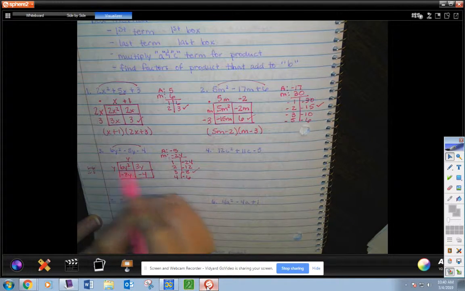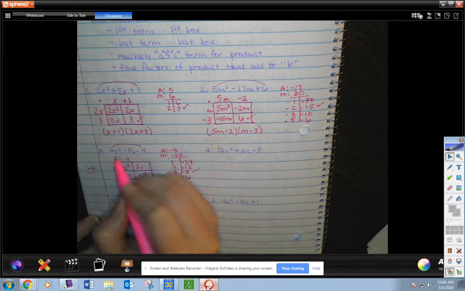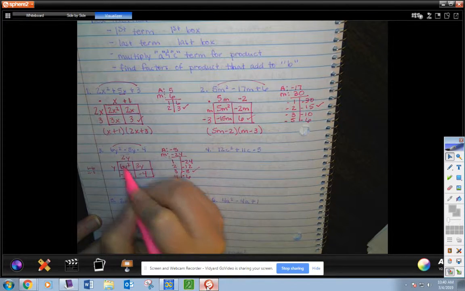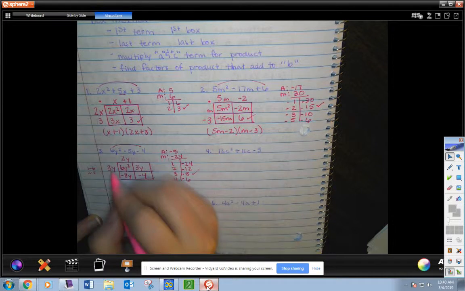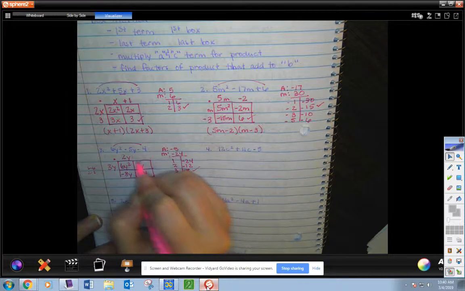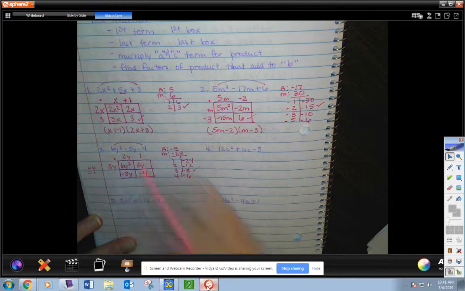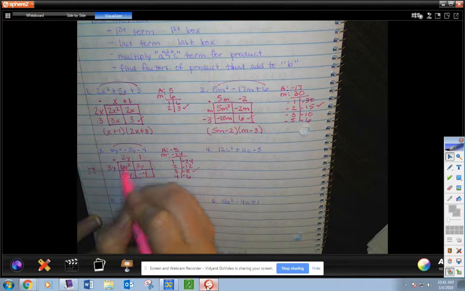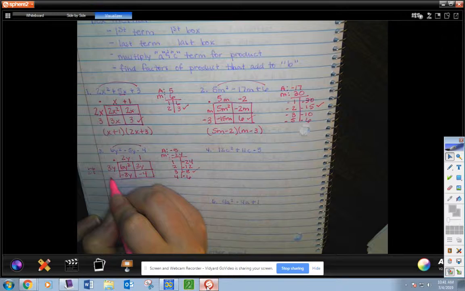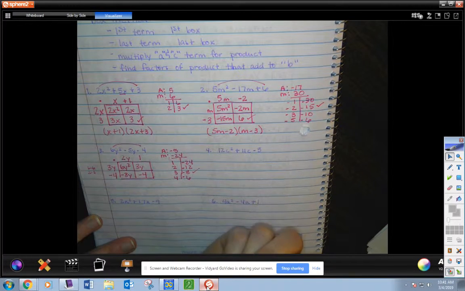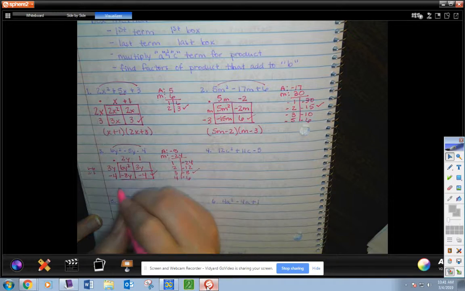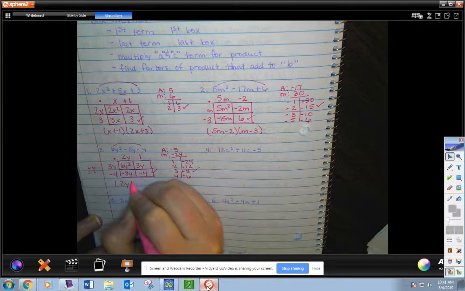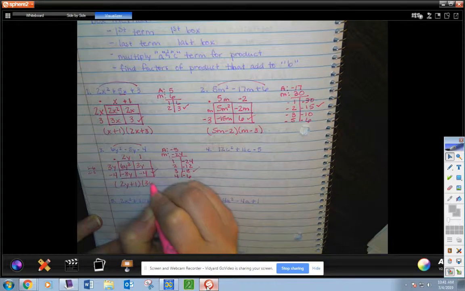2 can't go into 3, so I don't put it in line with 3. I put it in line with 8. So that means 3 goes in line with 3. So now I put my times sign. 3y times what is 3y? Well, that would be 1. 2y times what is negative 8y? Well, that would be negative 4. And then check yourself: is negative 4 times 1 negative 4? If it is, your factors are 2y plus 1 and 3y minus 4.